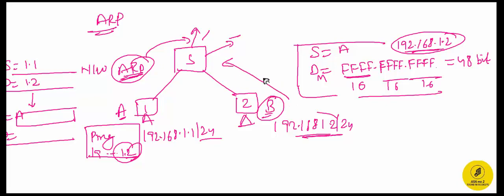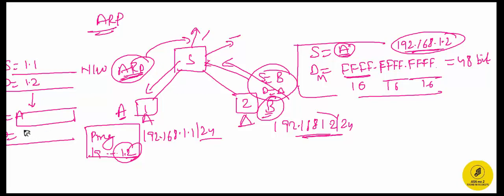So when B replies, the source MAC address will be B and the destination MAC address will be whatever the source was in this packet. The source MAC address was A, so that will become the destination here. It goes to the switch, and now the switch knows that there is a device B which is connected to it, and it updates its CAM table. The ARP packet comes back to machine A. Now device A knows the MAC address of the destination, which is B, because that information is in the source.